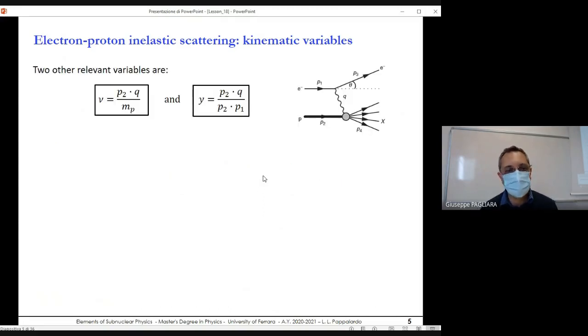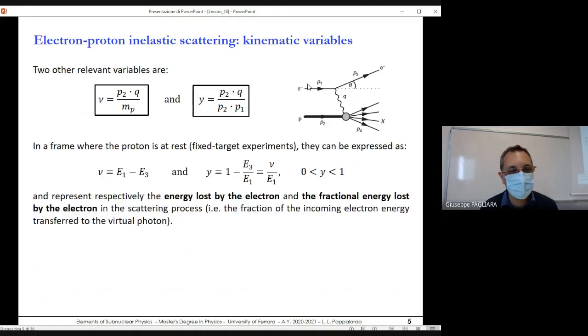Now, we have also two other possible variables that we can use for describing our process, which are nu and y, given by these two combinations of four-momenta. Given this form, they don't tell us much, but if we represent them in the proton rest frame, then their meaning is quite simple. Nu corresponds to the energy lost by the electron, so the initial energy minus the final energy. What is lost is what is transferred to the proton through the photon. And y is just nu divided by E1, so it is the fractional energy that is lost by the electron.